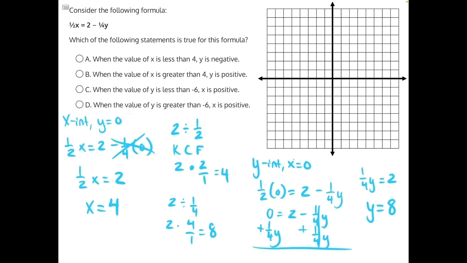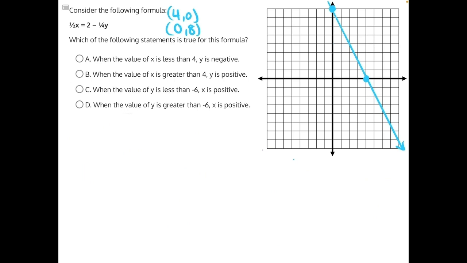Now that we have our two intercepts, I will make them into coordinate points and plot them on our coordinate plane. Here I have plotted our two intercepts, one at 4, 0, where I went to the right 4 and up 0. Then our other point at 0, 8, where I went to the right 0 and up 8.